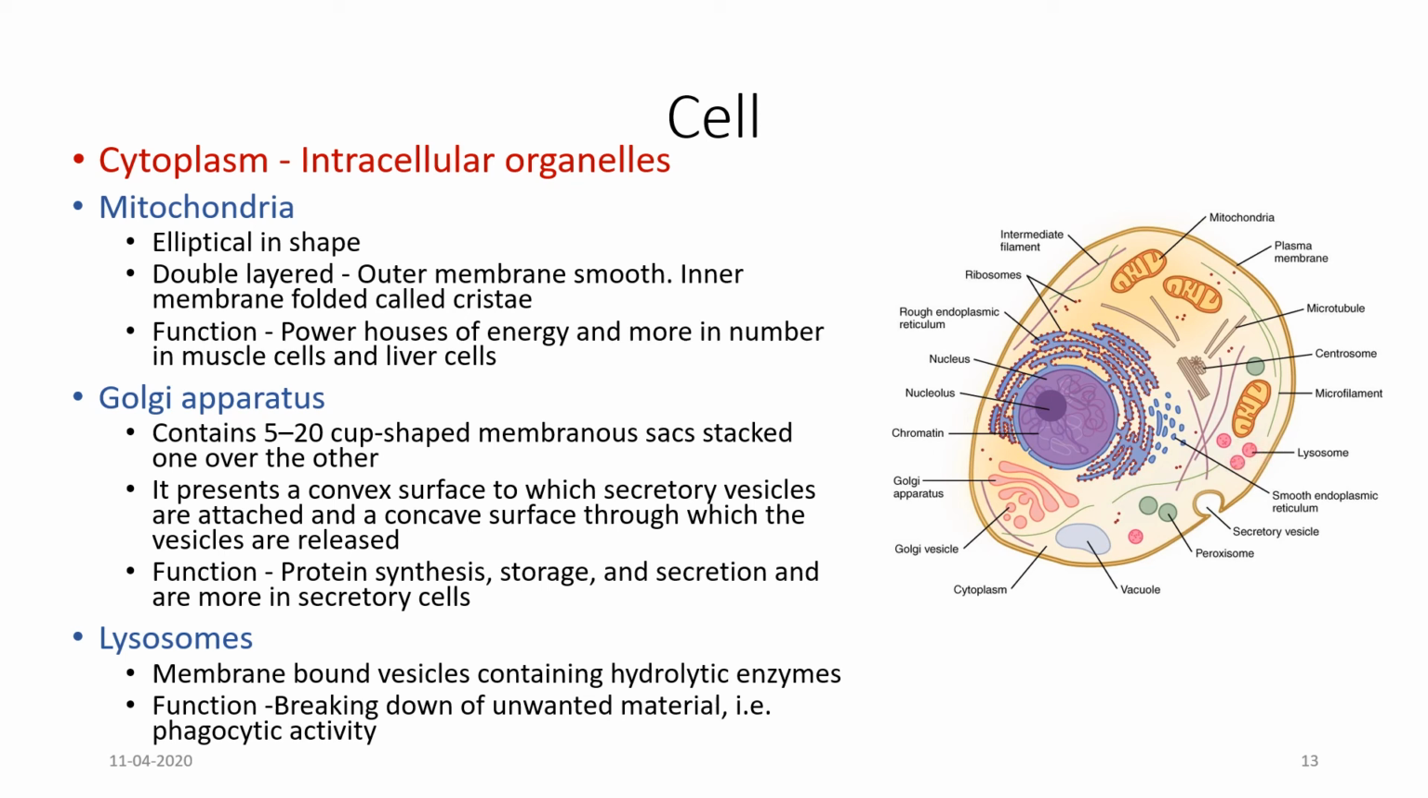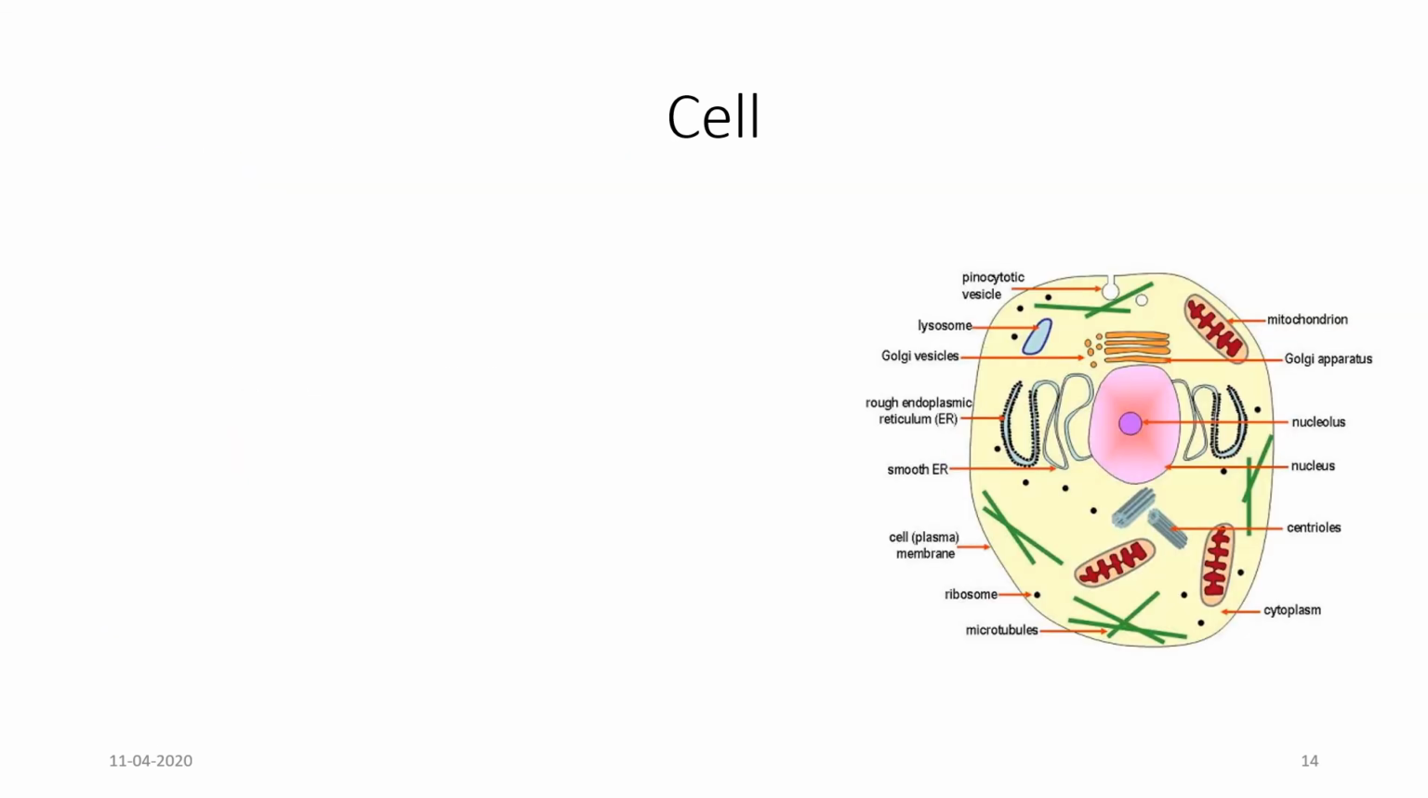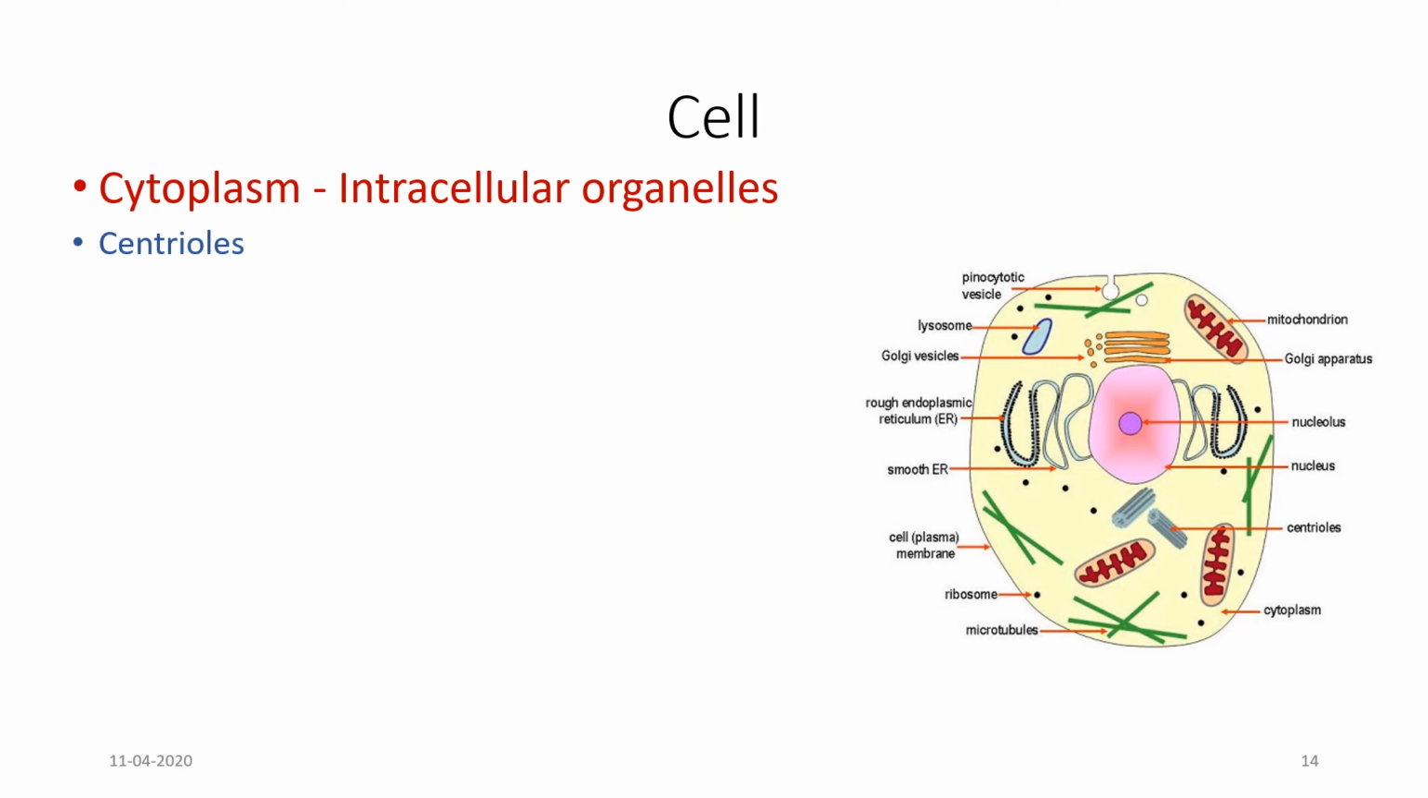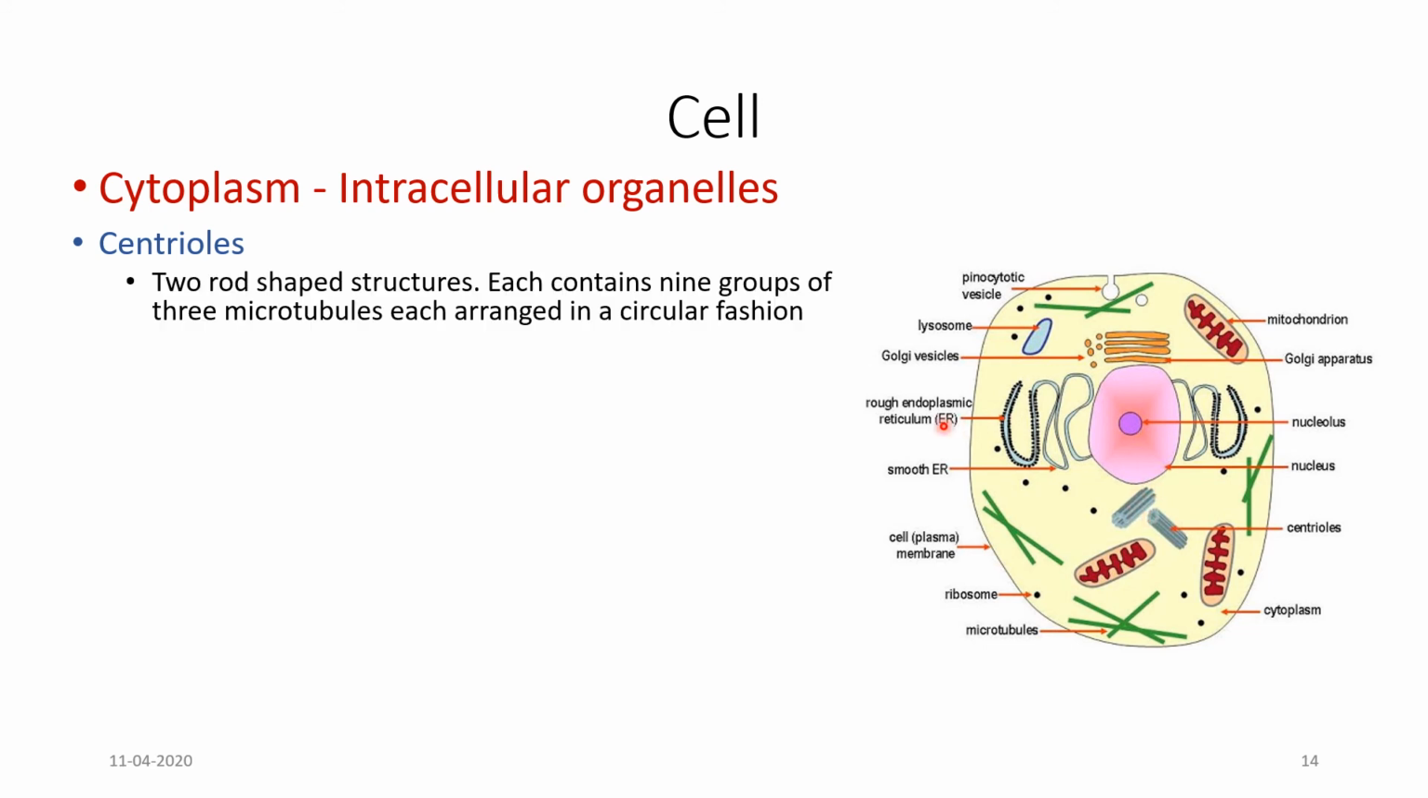So the function of lysosomes is phagocytic activity. Then the other intracellular organelles are the centrioles. These are the two centrioles which are rod-like structures we are seeing, and each of it contains 9 groups of 3 microtubules each, arranged in a circular fashion.